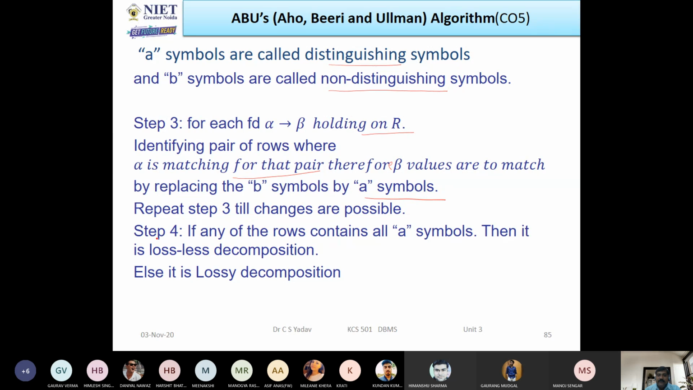Again, in step 4, if any of the rows contains all a symbols, then it is a lossless decomposition, else it is a lossy decomposition. And if we find any row which contains all the a symbols, then we immediately stop the process and your decomposition is lossless. And if we are unable to get any row which contains all the a symbols, then that is a lossy decomposition. Did you get the algorithm?